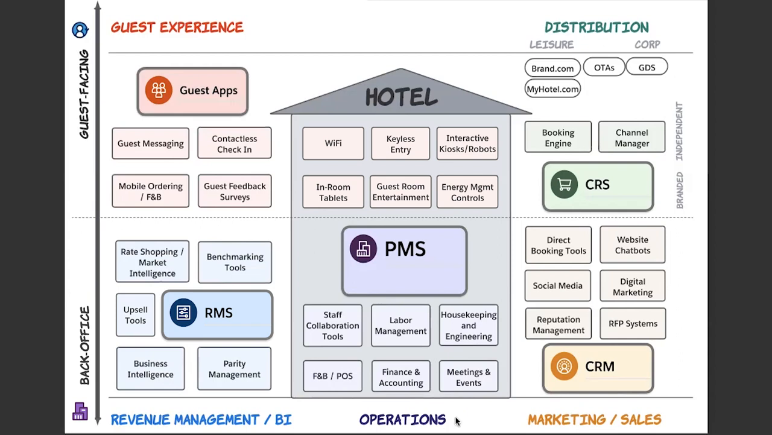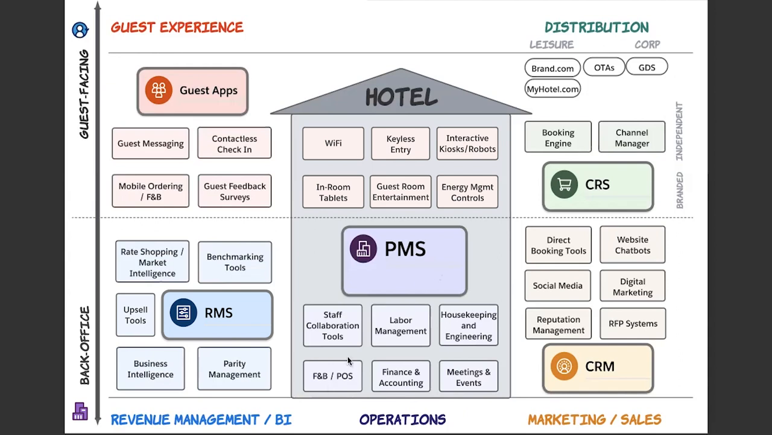The PMS falls under the operations category, although it plays an important role in all of the categories due to the fact that it sits on the most valuable data: reservations, stays, and ARI. So most technology solutions are dependent on it via integrations. We will talk about integration dependencies more towards the end of this lecture.